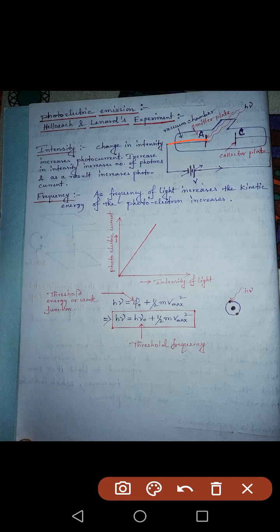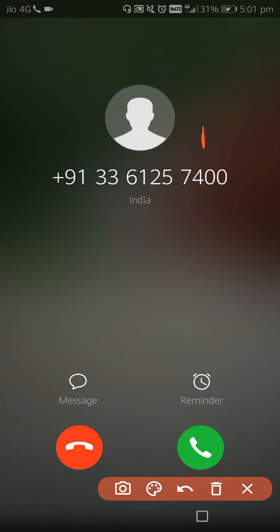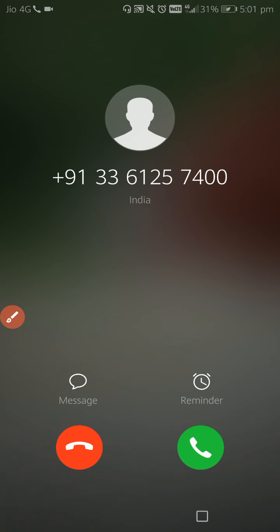The emitter is connected with the negative terminal of a battery, and the collector plate is connected with the positive terminal of the battery. This is a battery with variable value; this arrow means it has a variable value. In some books you may find a commutator connected with this battery. The purpose of using a commutator is that it reverses the polarity. That means if A is negative, at any time if you need, you can change the polarity of the plates.